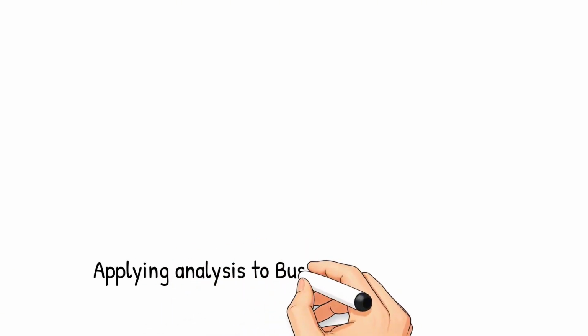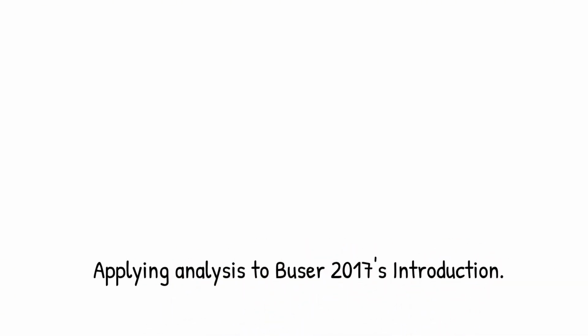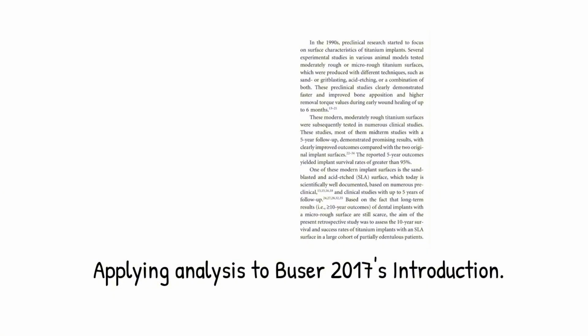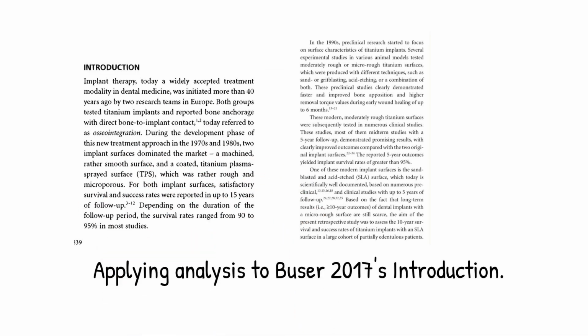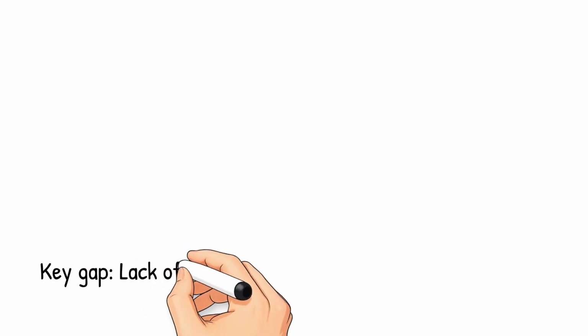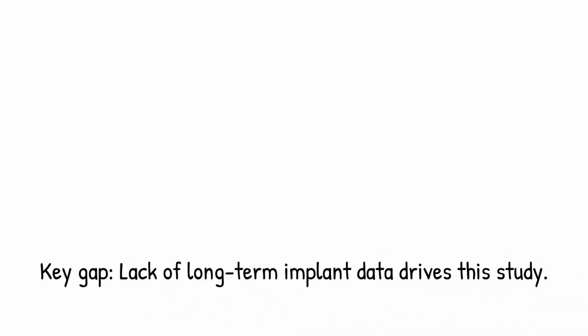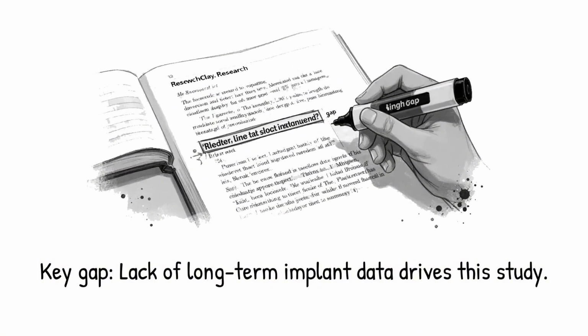Let's apply this to the actual introduction of Buser 2017, and I mean the actual text, not a summary. Go straight to the last paragraph. The authors write, based on the fact that long-term results, meaning 10 years or more, of dental implants with a micro-rough surface are still scarce, the aim of the present retrospective study was to assess the 10-year survival and success rates of titanium implants with an SLA surface in a large cohort of partially edentulous patients. Stop. That is the gap statement. One sentence. Everything else in the introduction exists to justify it.